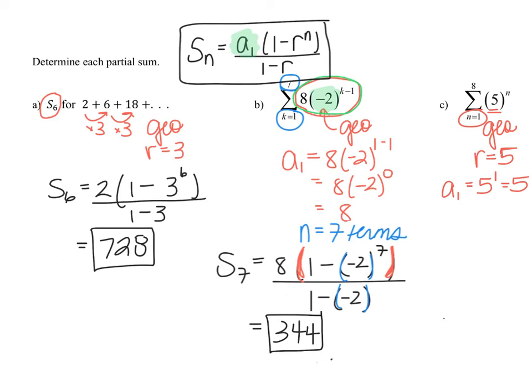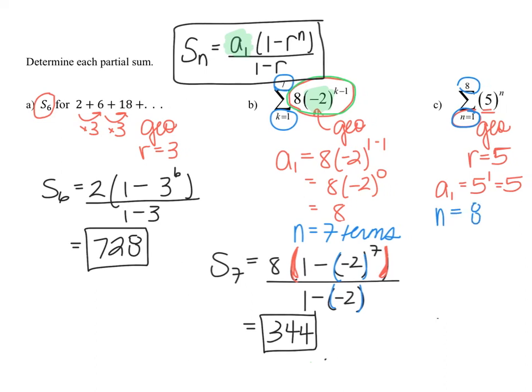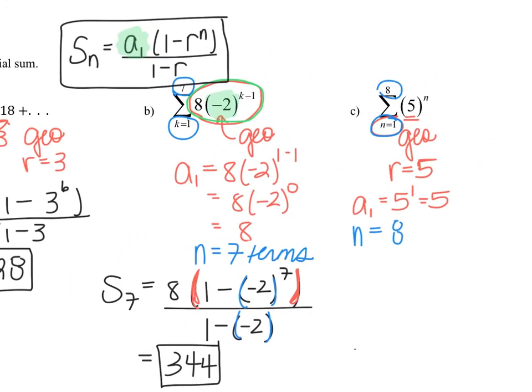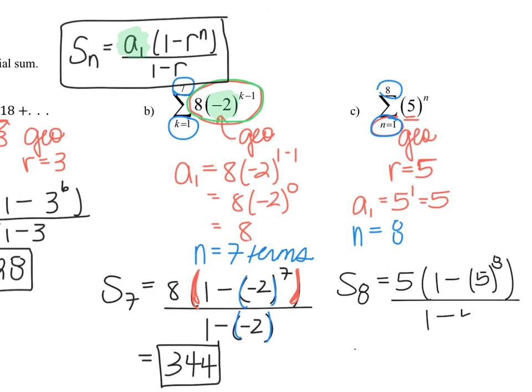Now summing, adding from n equals 1 all the way to 8 means we're adding a total of 8 terms this time. So n is equal to 8 when we use our summation formula. I need a little more room, so I'm going to scoot over. So our sum in this case of 8 terms, so this is a partial sum, will equal the first term, which is 5, times 1 minus the R value, which is also 5, raised to the 8th power, all divided by 1 minus the R value, which is 5.